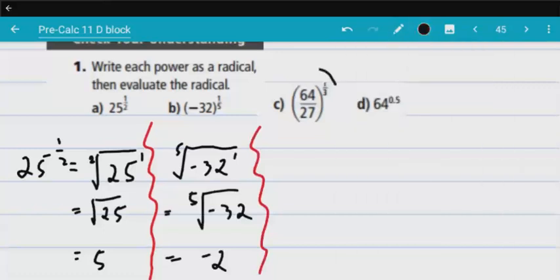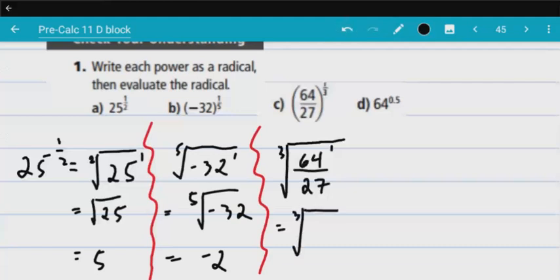This one here. So this time, if you turn it into a radical, your base would be 64 over 27, and that becomes your radicand. That 3 in the exponent, as a denominator, becomes your index number. That 1 becomes your exponent here, which you don't really need. So it becomes just the cube root of 64 over 27. Now, some of you can already see what it is, and if you can't, that's okay.